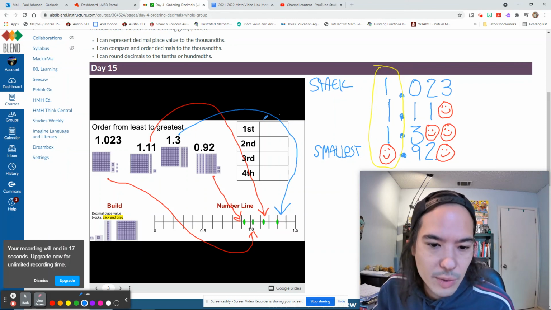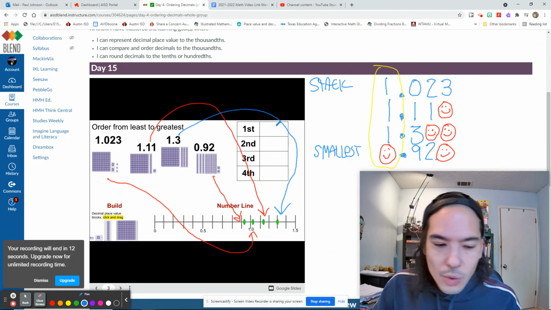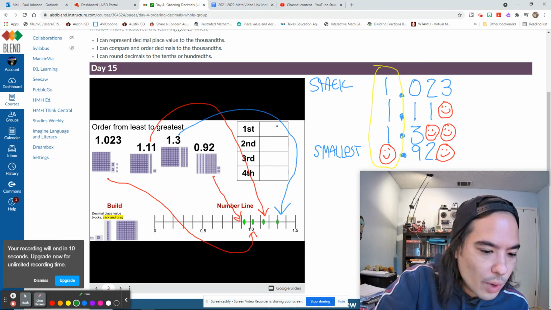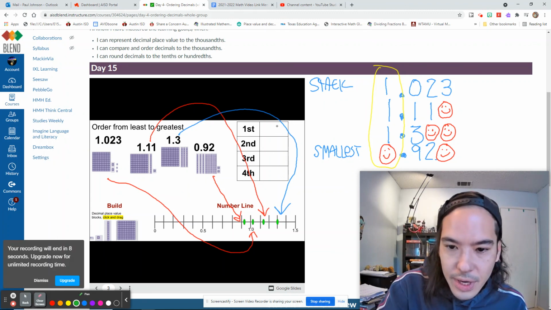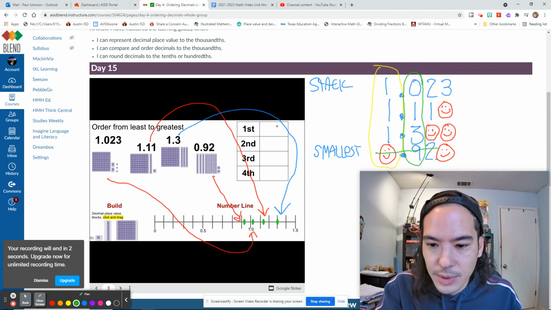So we have already found which one would go first in our list. What we're going to do is go one place value at a time. Now that we found the smallest, can we find the largest? Actually, I don't even need to look at this one because I just used it.